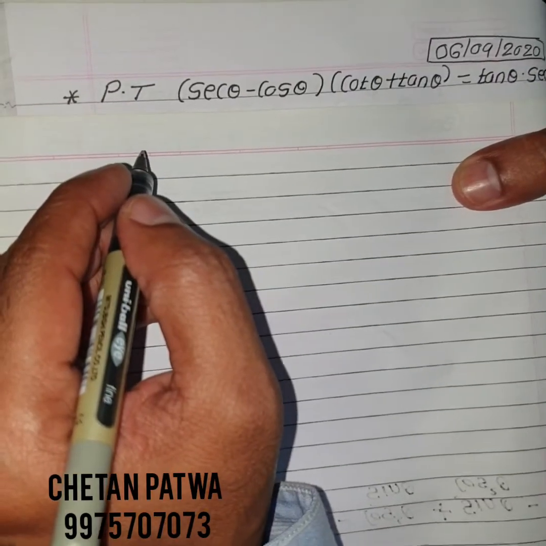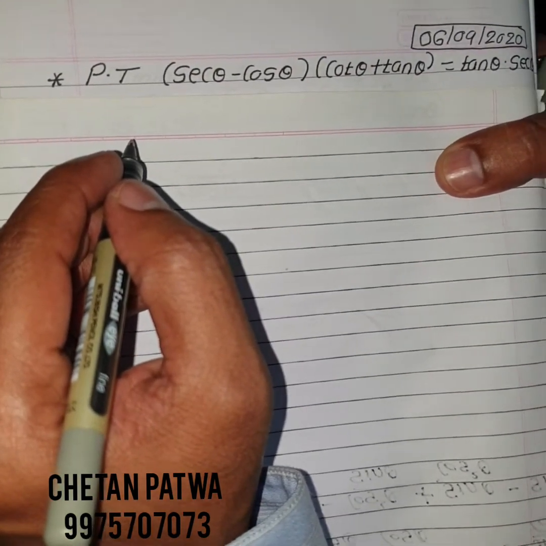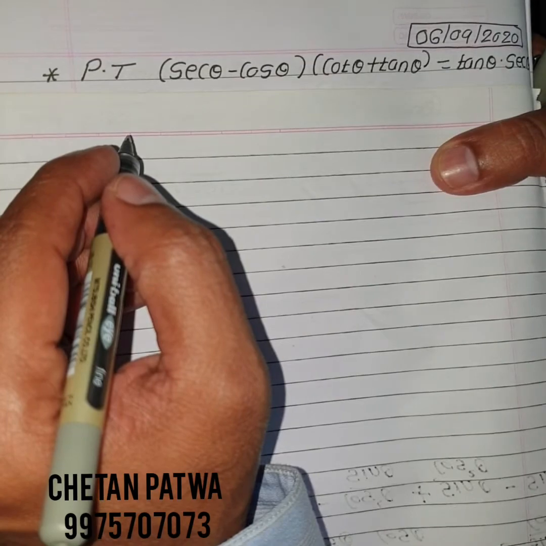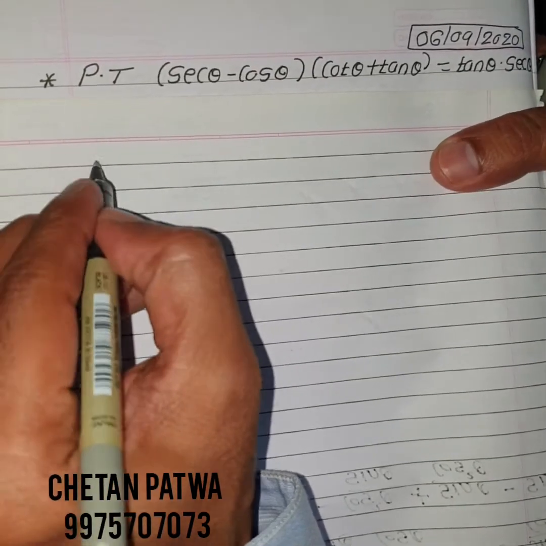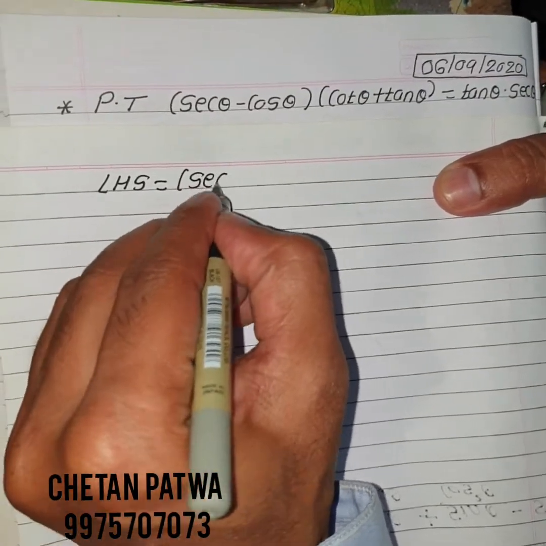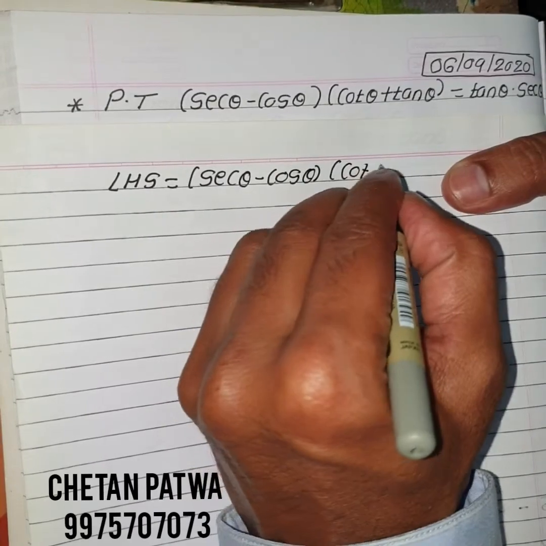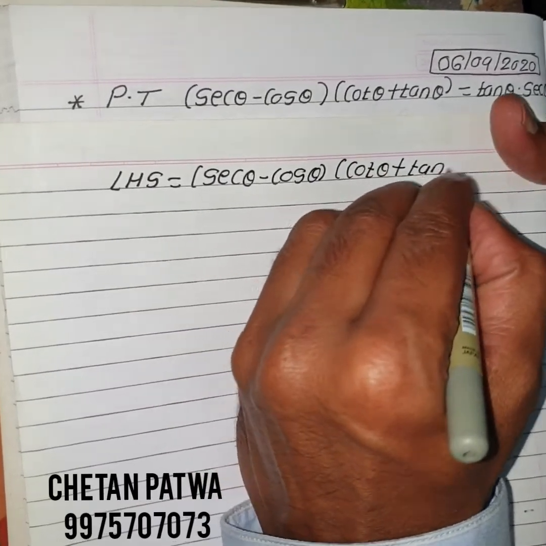See the next sum of prove that. In this sum we have to prove that (sec theta minus cos theta) into (cot theta plus tan theta) is equal to tan theta into sec theta. So let's consider our left hand side. What is the left hand side? (Sec theta minus cos theta) into (cot theta plus tan theta).